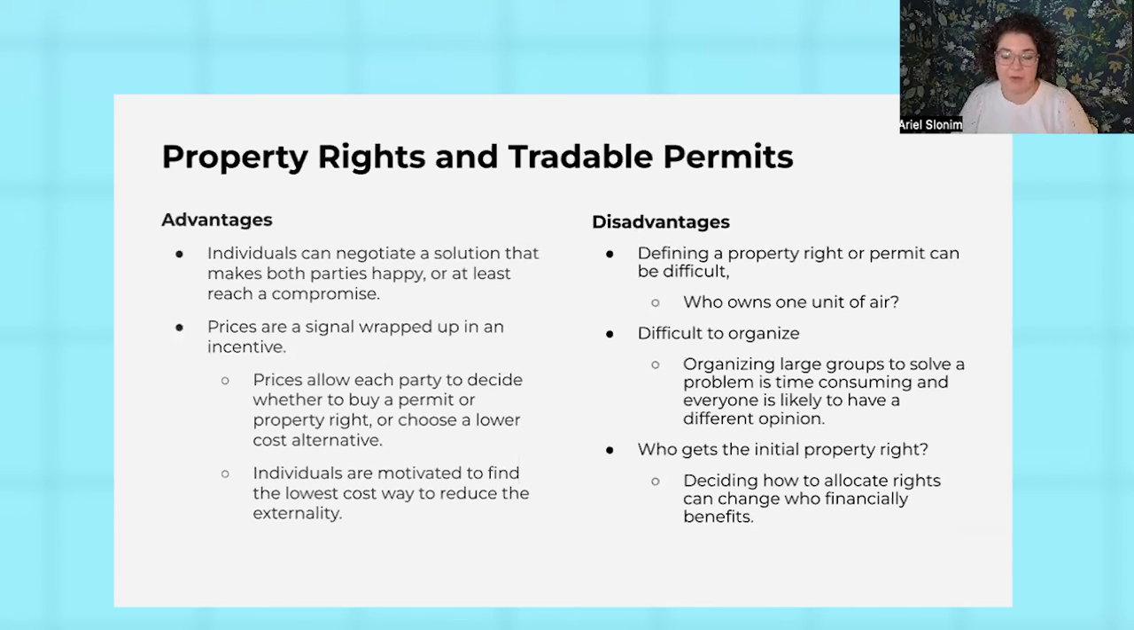So you can get that negotiation. It can be really efficient. You get that price signal, signaling to parties what they should do. But again, you have some difficulty, right? So it can be difficult to define that property right, difficult to organize if you have a large group. If you have a large group where the costs are low per person, it can be really hard to motivate people to organize. Might not be rational for them to spend their time doing so.